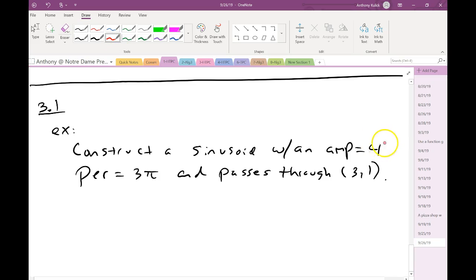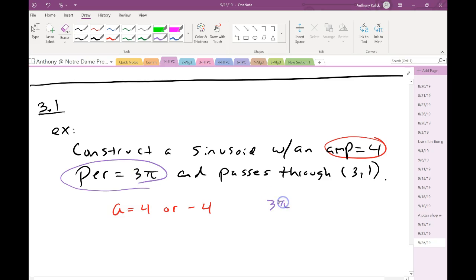All right? So what does an amplitude of 4 tell me? A is 4 or negative 4, right? What does a period of 3 pi tell me? Everybody okay with that?